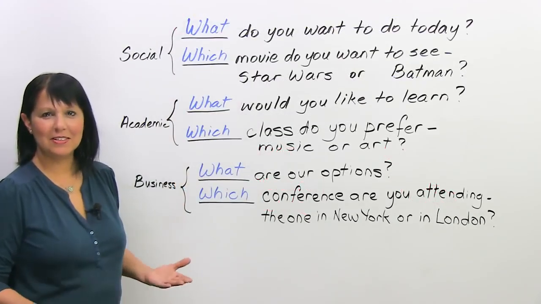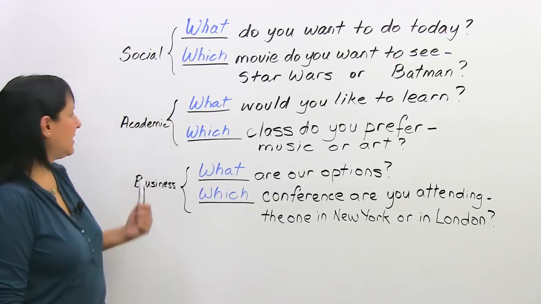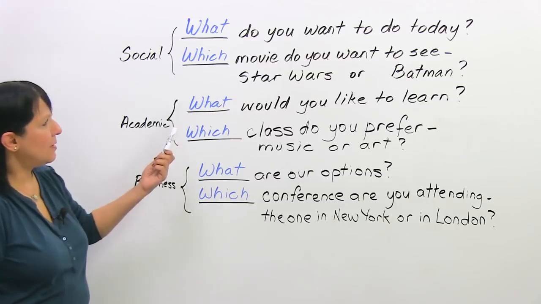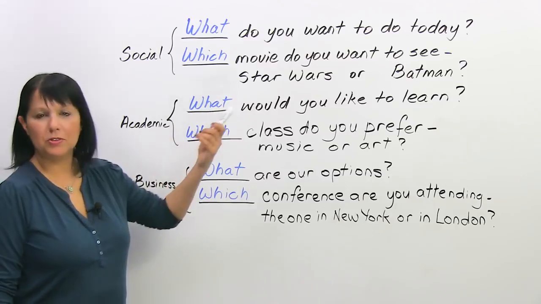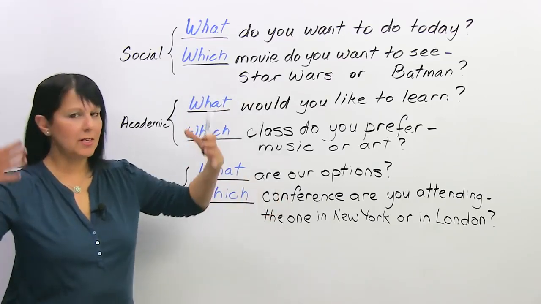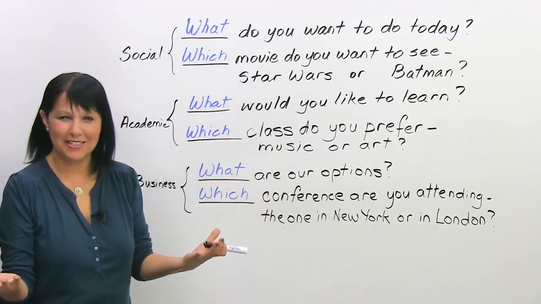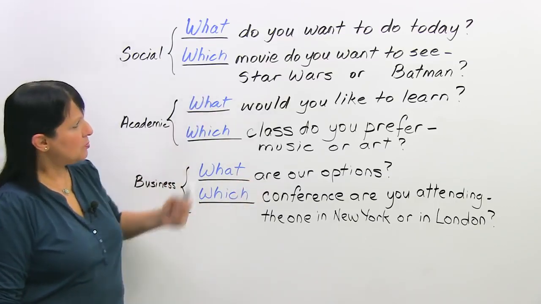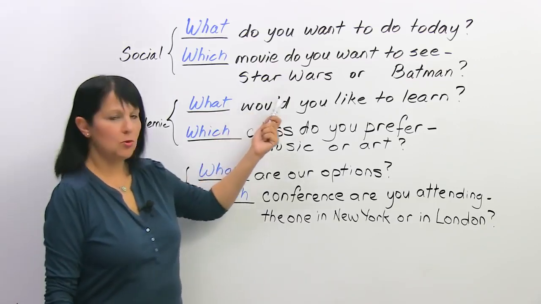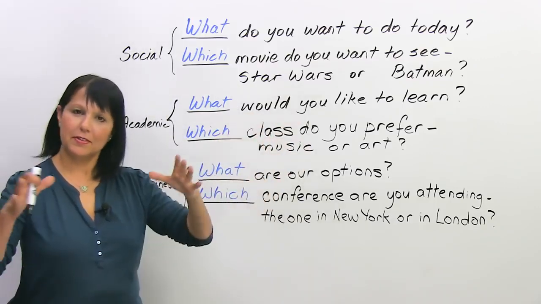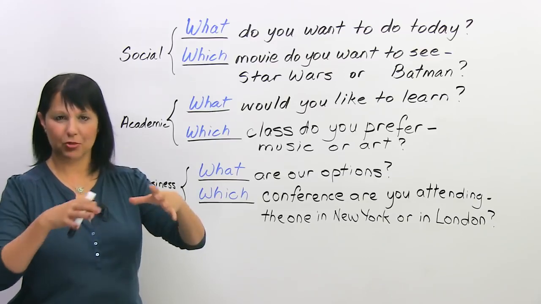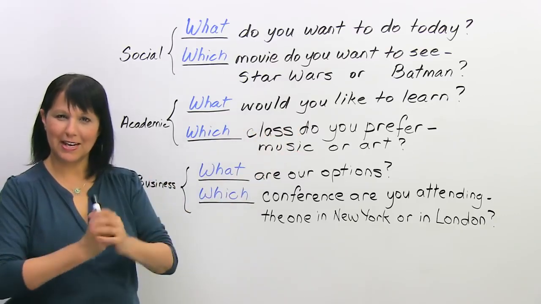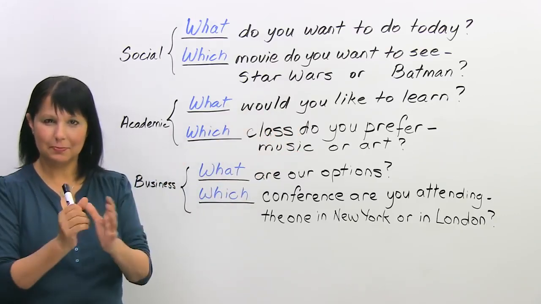All right. So let's look at some examples in a social context, in an academic context, and in a business context, okay? So, for example, we could ask someone, what do you want to do today? Very general question out of all the things that we could possibly do in this city. What do you want to do? Very broad, right? Or, which movie do you want to see? Star Wars or Batman? Now, the choice is much more limited, right? It's more specific. And that's why we used which. Do you see the difference between the broad and the narrow? Between the general and the specific.